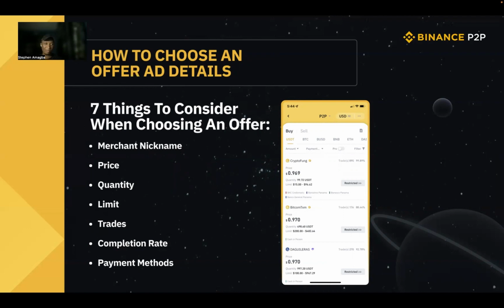So on the Binance P2P platform, remember there are a lot of merchants, a lot of deals. Sometimes it can get overwhelming with the lot of deals that you can find on the Binance P2P platform when buying or selling. But here are the 7 things you should consider.